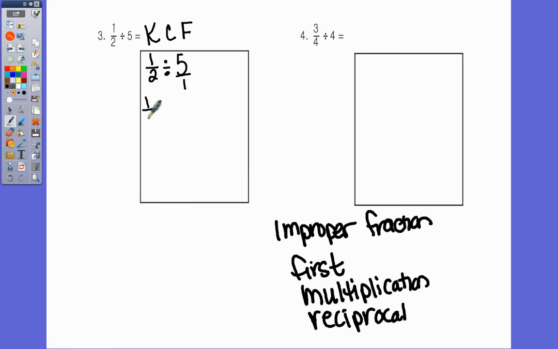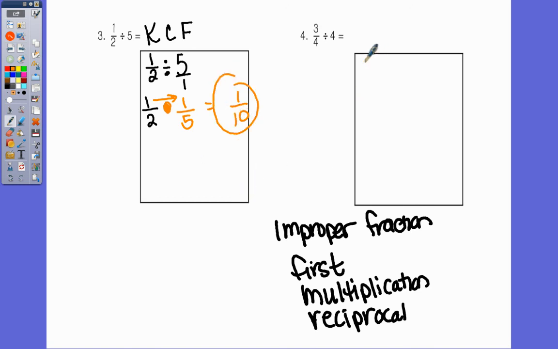So first, we keep. We change division to multiplication. And then we flip. I get 1/5. We multiply straight across. You simplify if you can. This one is already fully simplified.